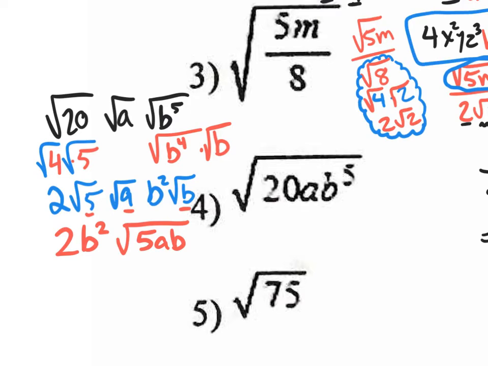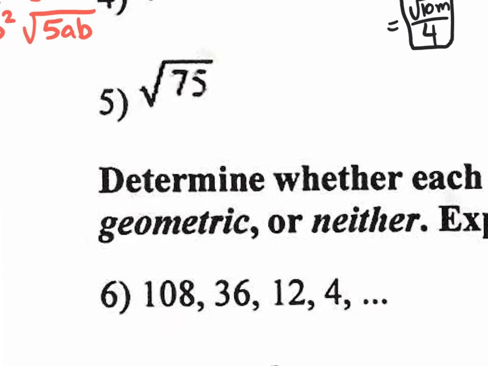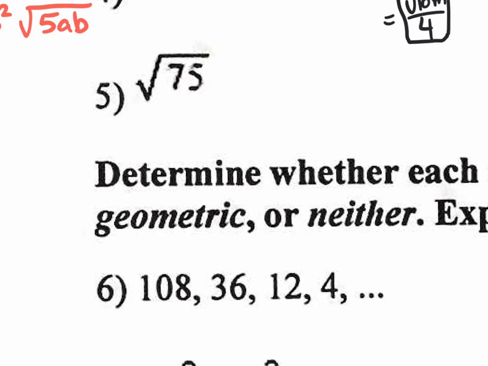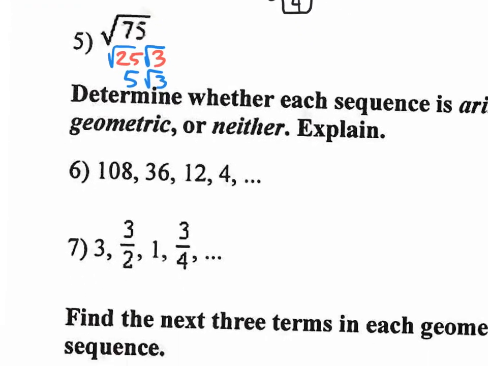Let's move on to number 5. That one's super easy. It's not a perfect square number. By the way, the Casios could do this for you. The Texas Instruments cannot. Anyhow, the square root of 75, it's not a perfect square number. Let's rewrite it with multiplication to get a perfect square number. 25 times 3 is the same thing as 75. When you split it, you'll get 5 square root of 3 as your answer, and that's it. Let's jump to number 6.